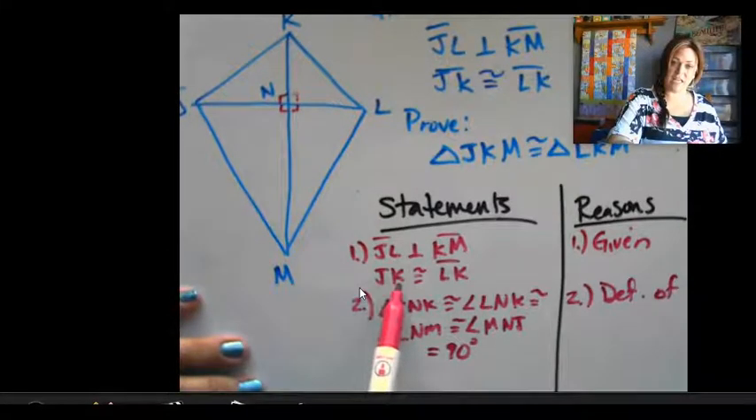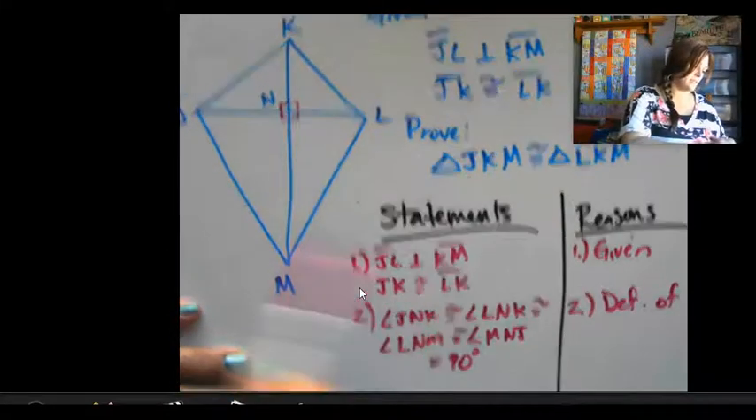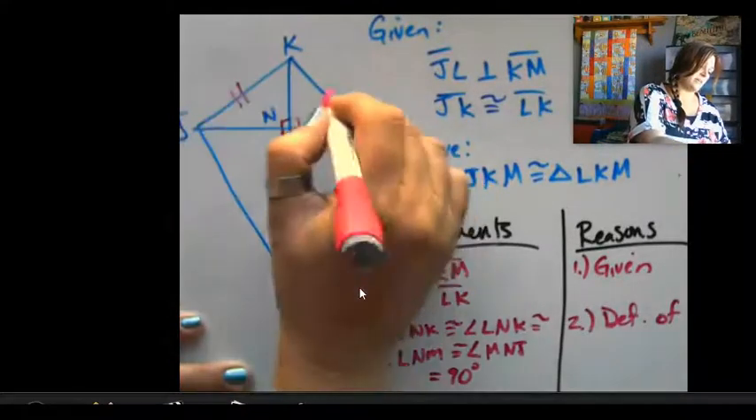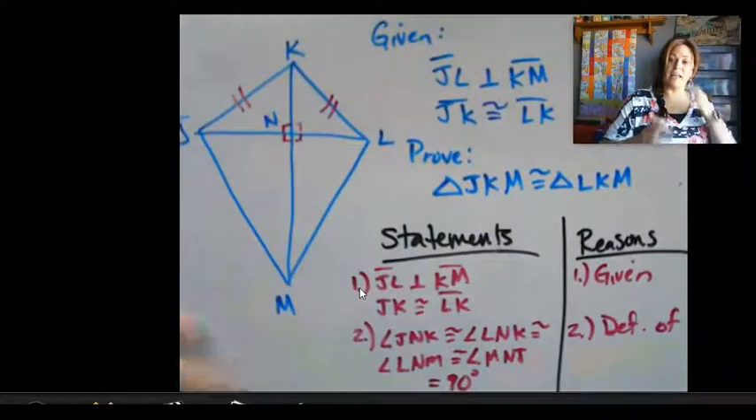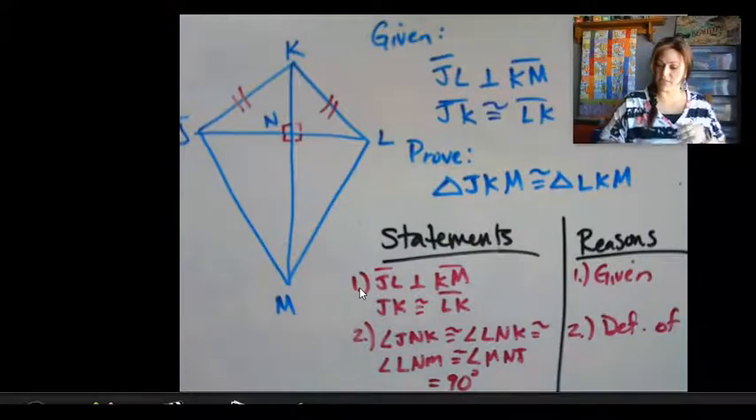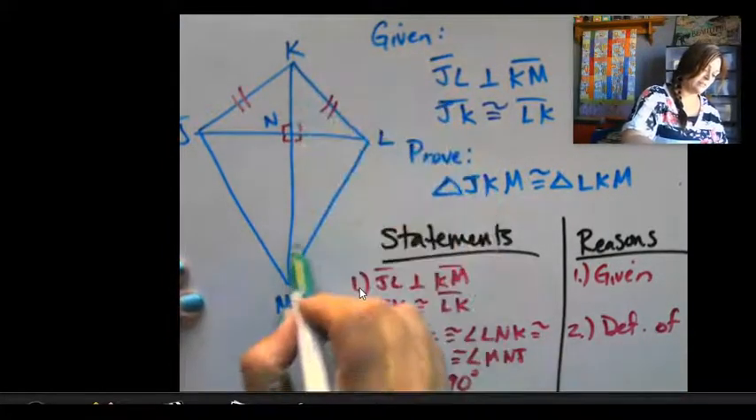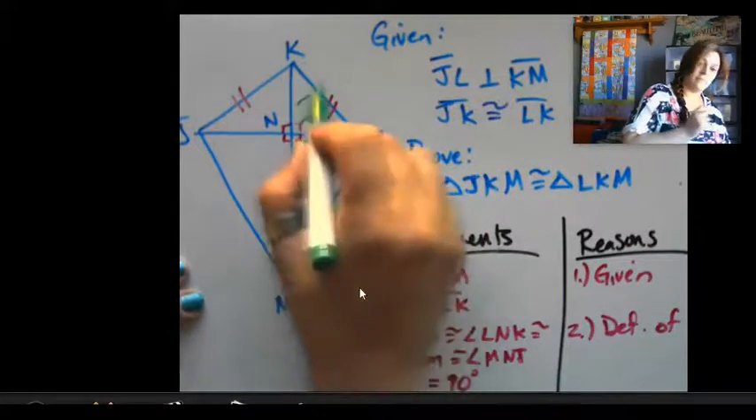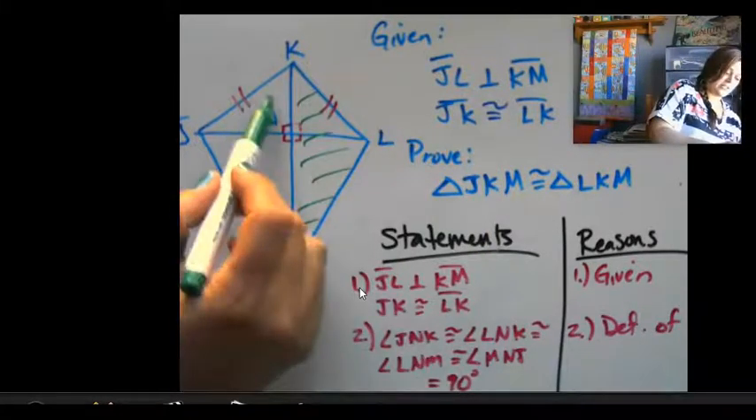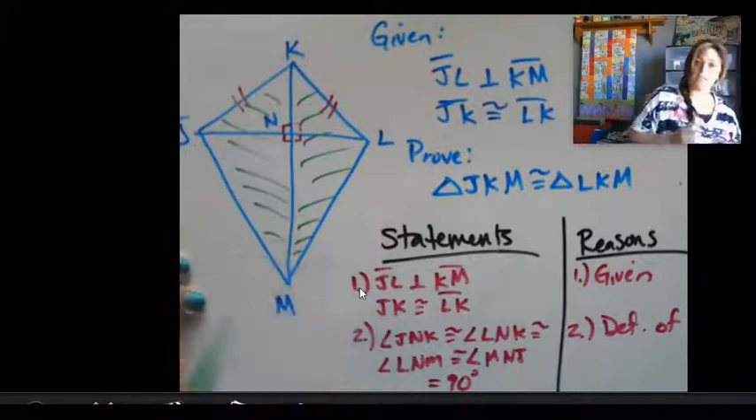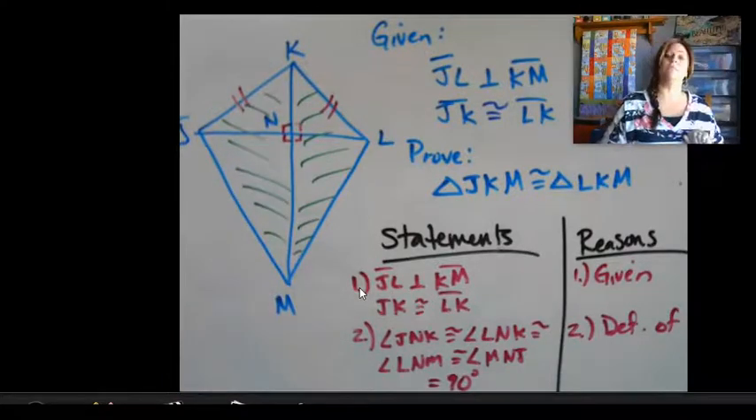I know that JK is congruent to LK. So JK, LK. So I've got that. Now, we are trying to prove, and I'm going to put this in a different color, that this entire triangle is congruent to this entire triangle. So the left whole side and the right whole side.